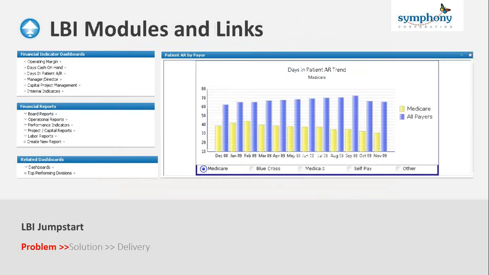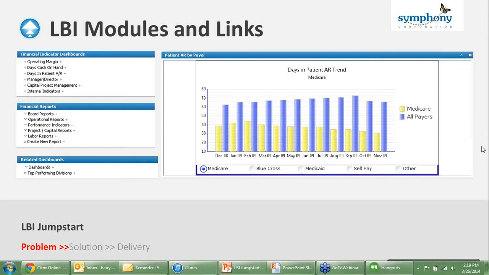The next link. So, LBI modules and links. This is one of multiple boxes within the dashboard. Each module is also a grouping for organization purposes. We have created that, and each module will have the report published in that box, and you can click on the link to run the report.